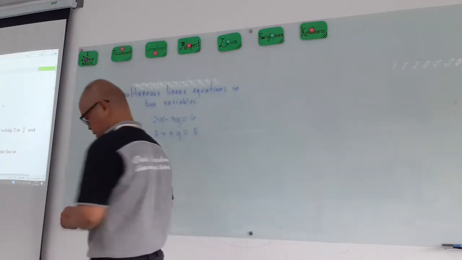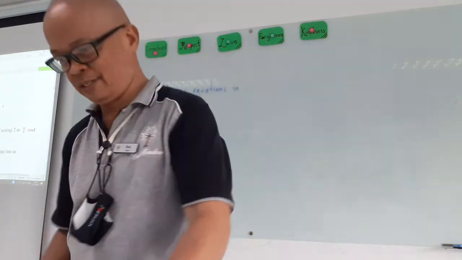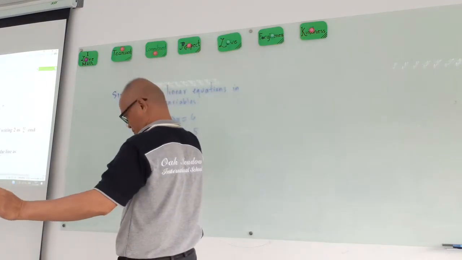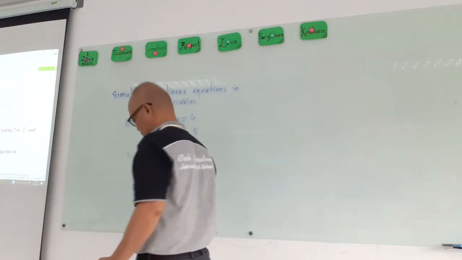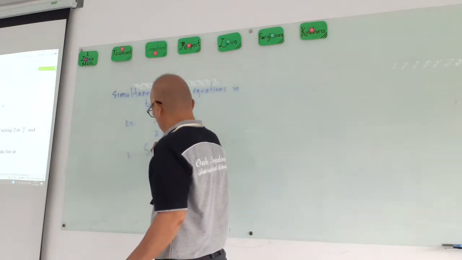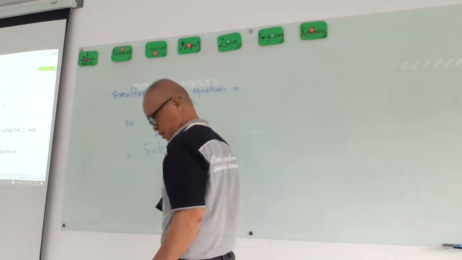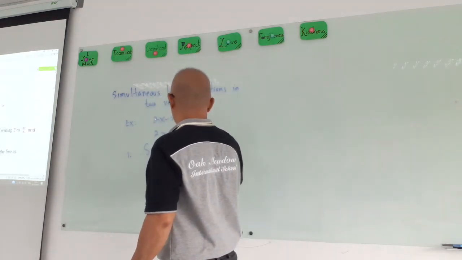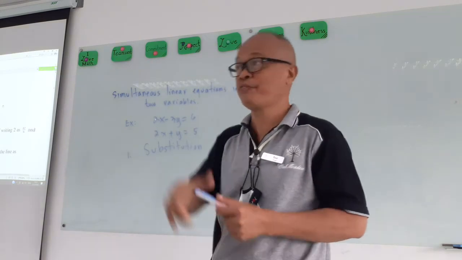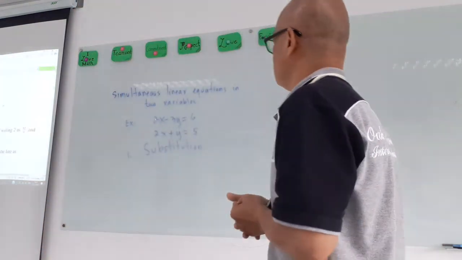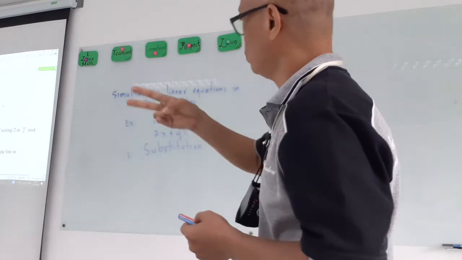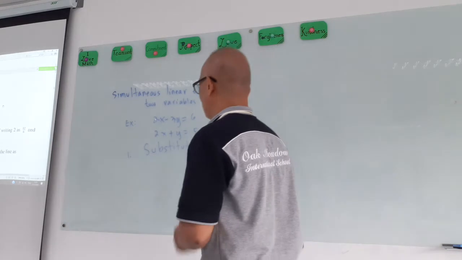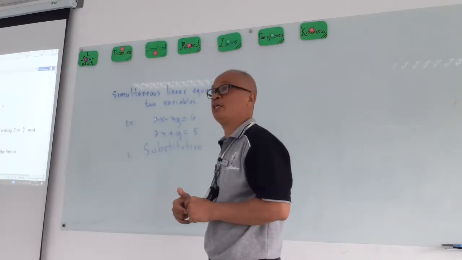Number one is, still remember? Method one is? No. Start with S. Yes, substitute or substitution. That is the first method that we have learned how to solve for two linear equations in two variables. We have learned about this last week, I guess.